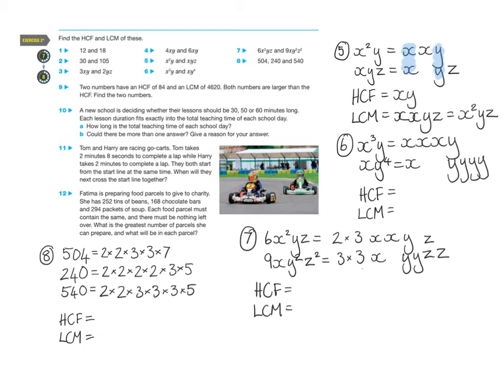Okay, question 6, I've got x to the power of 3 times y, and then I've got x times y to the power of 4.